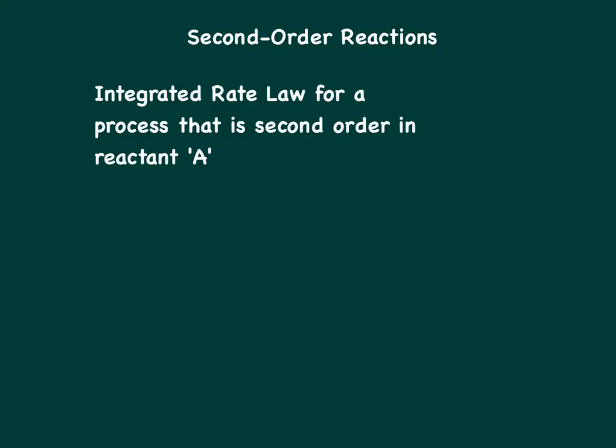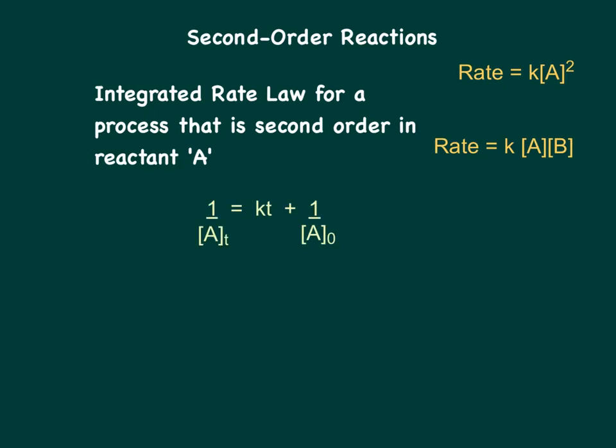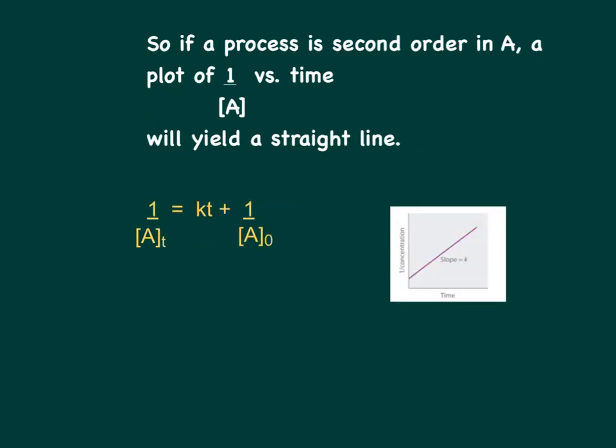A second-order reaction is one whose rate depends on the reactant concentration raised to the second power. Or it could also be two different reactants, each raised to the first power. And the integrated rate law for a process that is second order in reactant A would look like this. So for a process that is second order in A, if we were to plot the reciprocal of the concentration of A versus time, that would give us a straight line. So graphing the data is a second way of determining order of reaction.